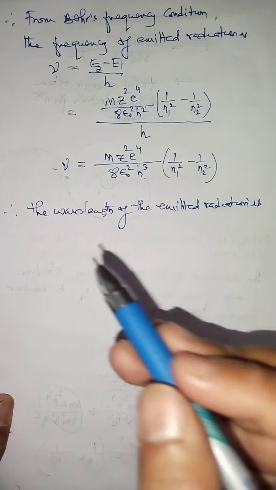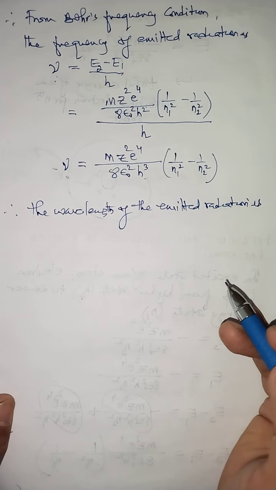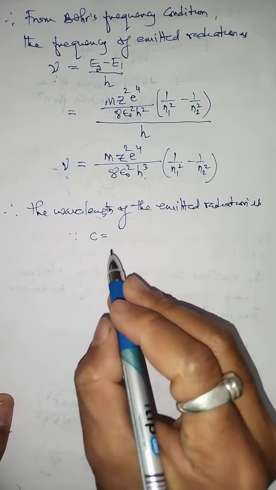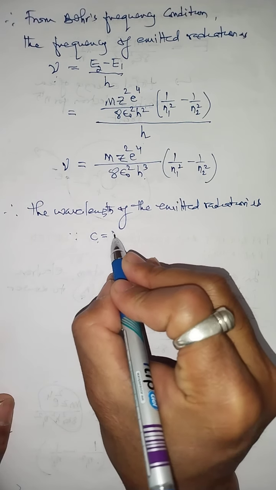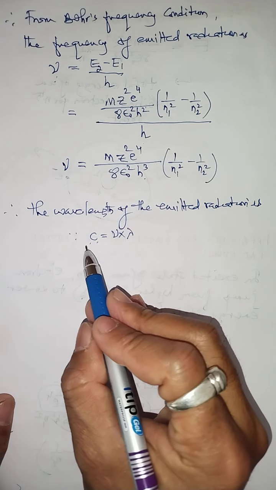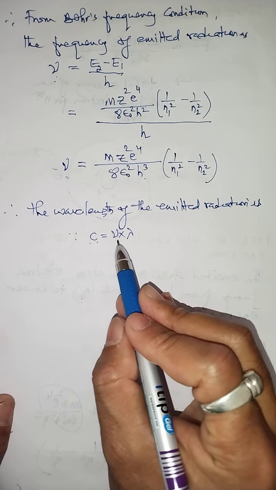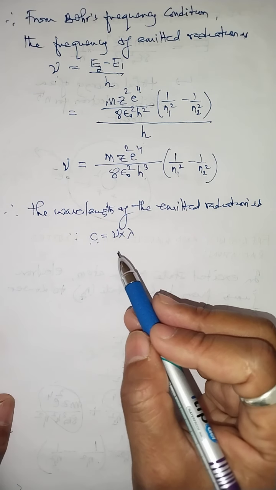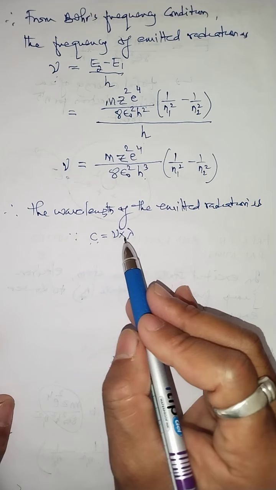But there is a relation between frequency and wavelength. And children, you know frequency and wavelength are related by the relation: speed of the photon or radiation equals frequency into wavelength. See, the speed of photon C, nu is the frequency of the radiation, and lambda is the wavelength of emitted radiation. So C equals nu into lambda.